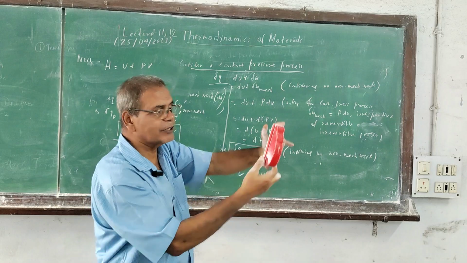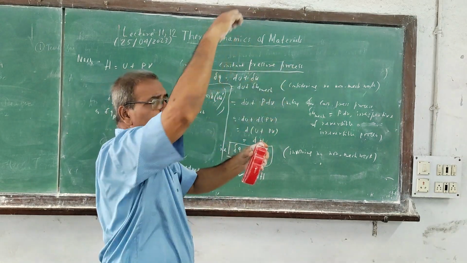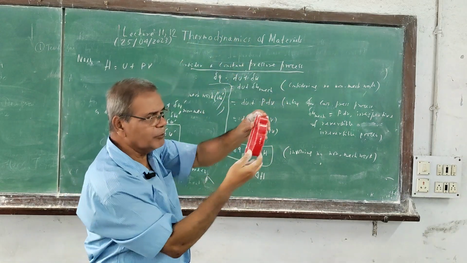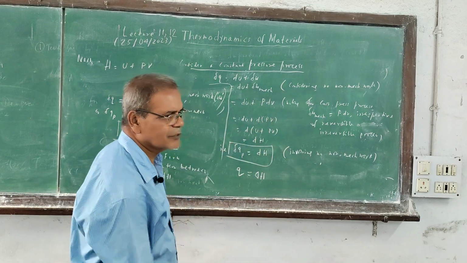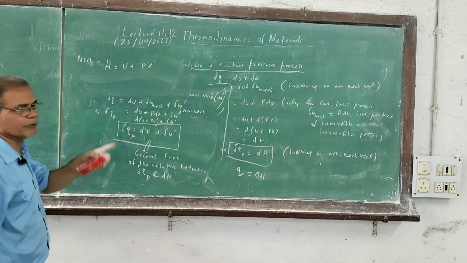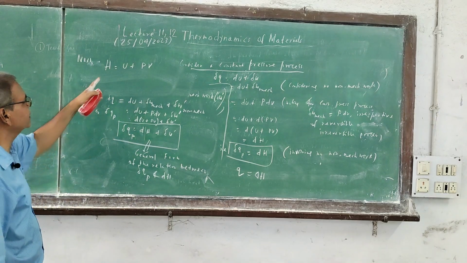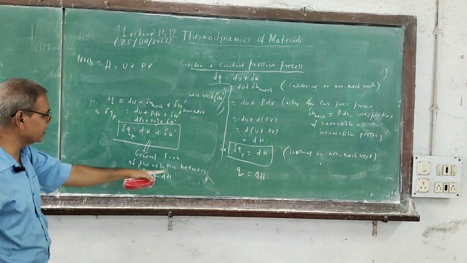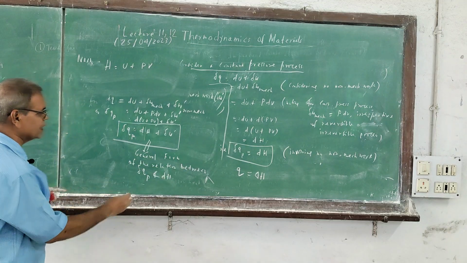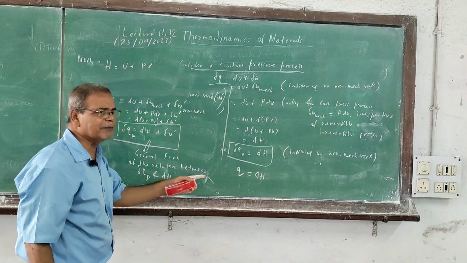Plus PV energy. What is the PV, sir? The pressure it is exposed to, that is 1 atmosphere. The volume, suppose it is a cylinder, is pi r square h. So H is U plus PV. This is one thing that I wanted to tell you. This is the physical significance of H. Another physical significance is what?